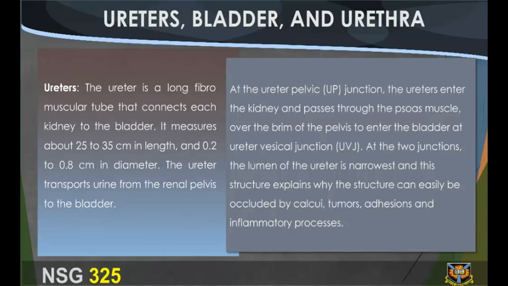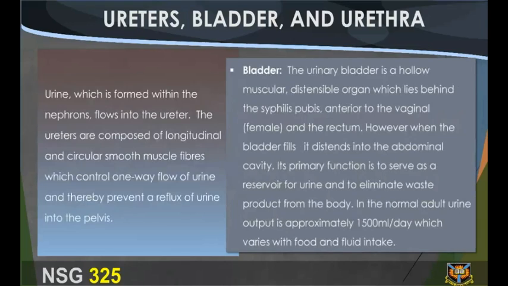At the ureteropelvic junction, the ureters leave the kidney and pass through the psoas muscle over the brim of the pelvis to enter the bladder at the ureterovesical junction. At the two junctions, the lumen of the ureter is narrowest, and this structure explains why the ureter can easily be occluded by calculi, tumors, adhesions, and inflammatory processes.